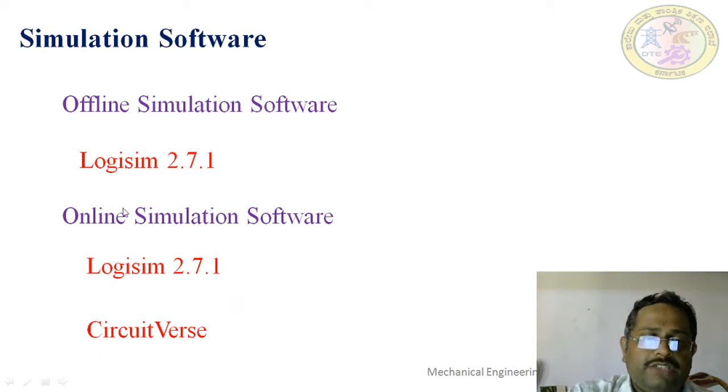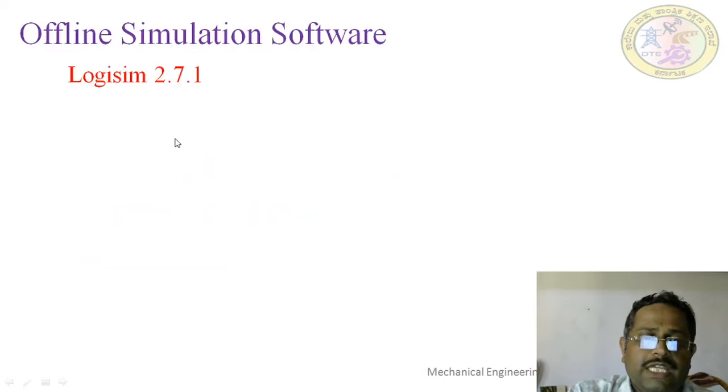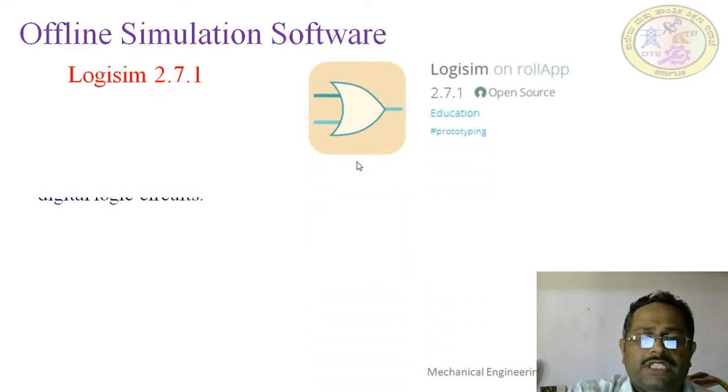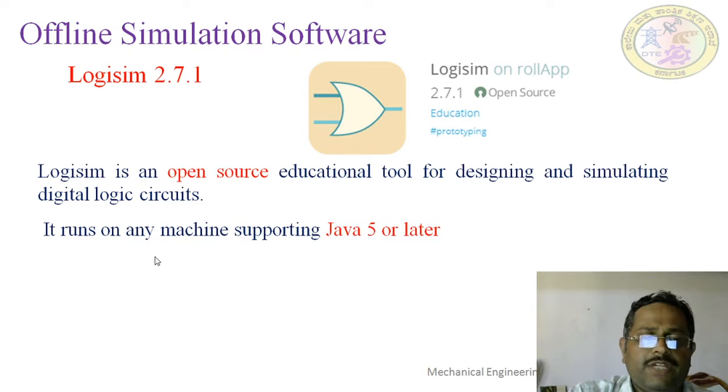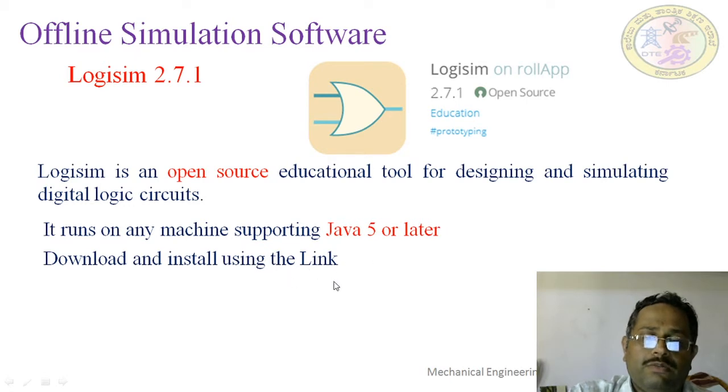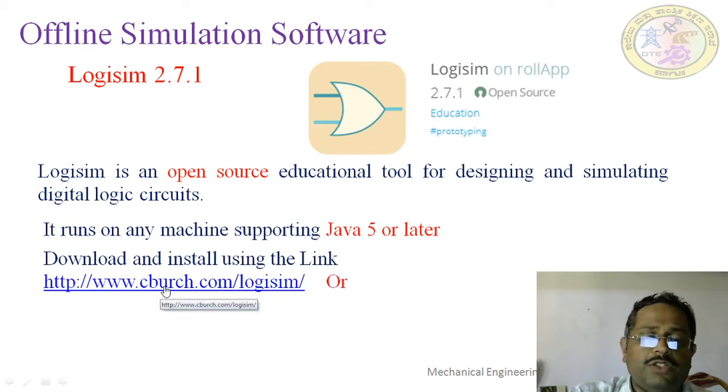Next, we will see the offline simulation software Logisim 2.7.1, which is used here. This Logisim 2.7.1 is free open source software which is available on the internet. It is an open source educational tool for designing and simulating digital logic circuits. It runs on any machine which supports Java 5 or later versions, and the size of the software is also very small. This can be downloaded and installed using the link provided below, that is, www.cburch.com/Logisim.